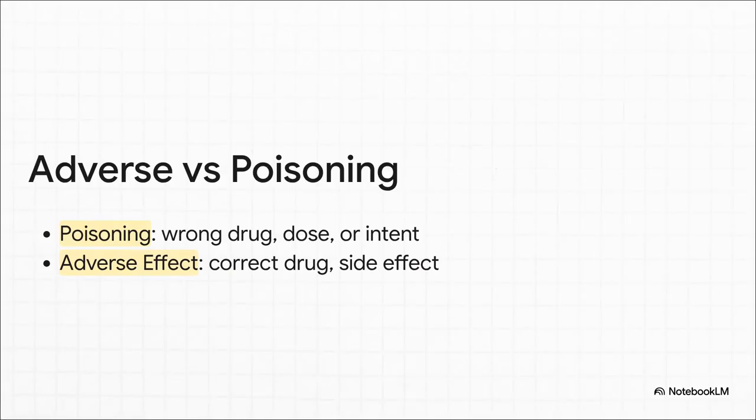Let's really lock in these definitions. Poisoning happens when there's a wrong drug, wrong dose, or wrong intent, just like our accidental double dose in scenario B. An adverse effect, on the other hand, is when the drug is correctly prescribed and taken perfectly, but a bad side effect still happens, like in scenario A. You've got to memorize these trigger words because the exam writers love to hide them in the fine print.